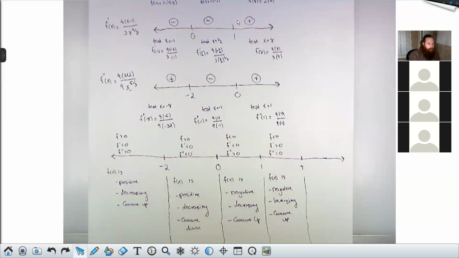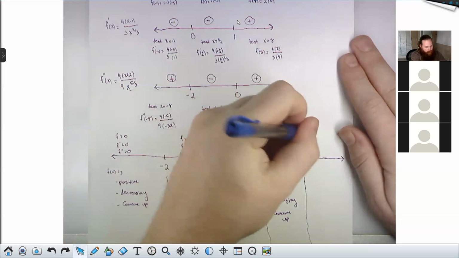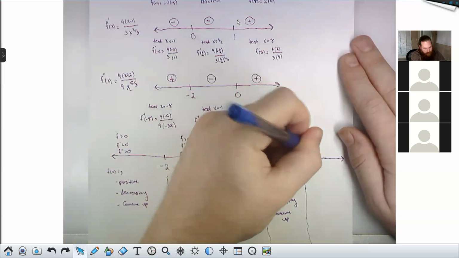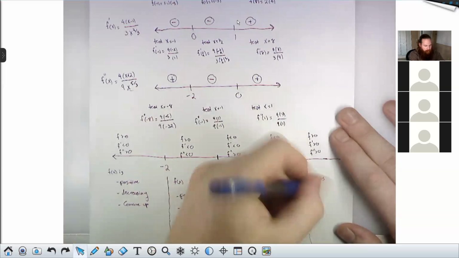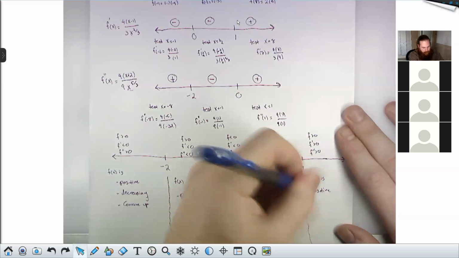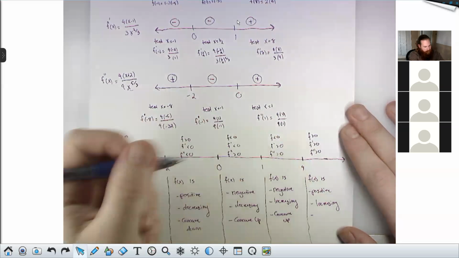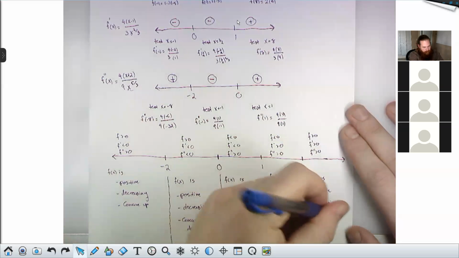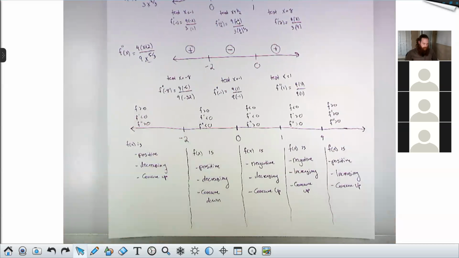And then finally, to the right of 4, f is positive, f prime is positive, f double prime is positive, all positive. So f of x is positive, increasing, and concave up. So here is my summary number line with all the information from the 3 pre-existing ones. I can use this to draw the graph.